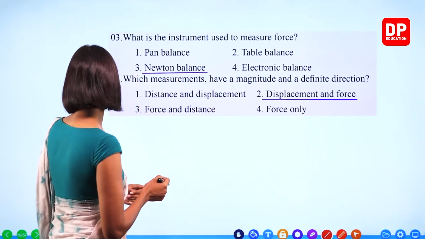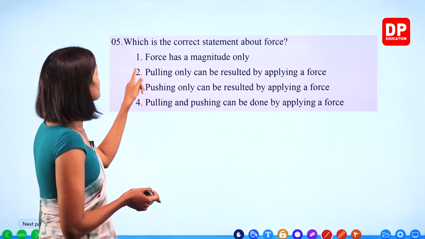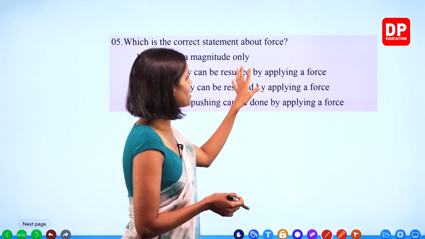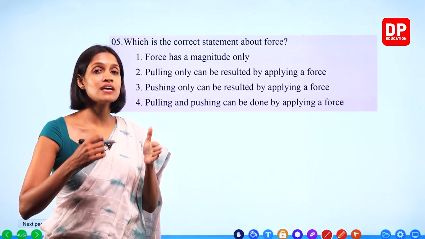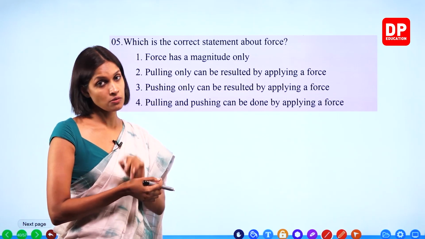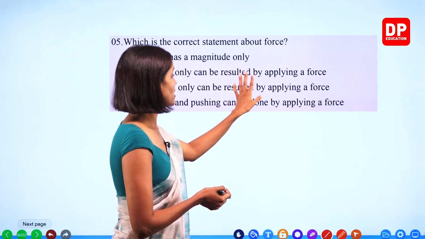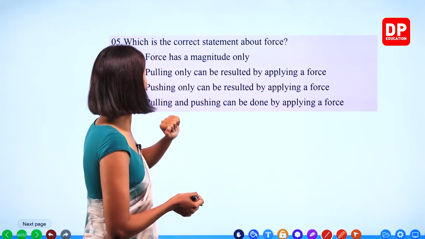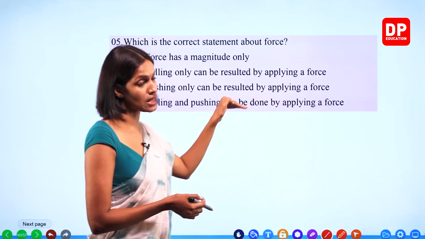Right, children? Next one. Which is the correct statement about force? Force has a magnitude only. No, it has a definite direction too. Pulling only can be resulted by applying a force. What is force? A pulling or a pushing is resulted when applying a force. Both of them should be there. Pushing only can be resulted by, no, pulling is also there, right? Pulling and pushing can be done by applying a force. That is the answer.